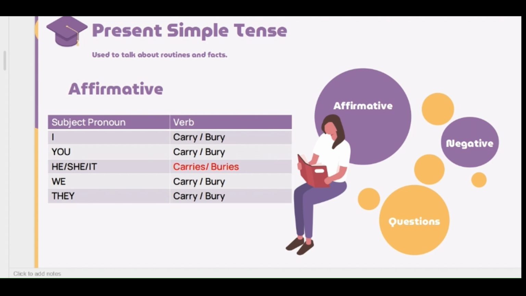Then we have words ending in Y. Remember, they function similar to the nouns, so we change the Y to I, and then we add ES only for third person. For the verbs ending in O, it's the same thing. We just put ES at the end.